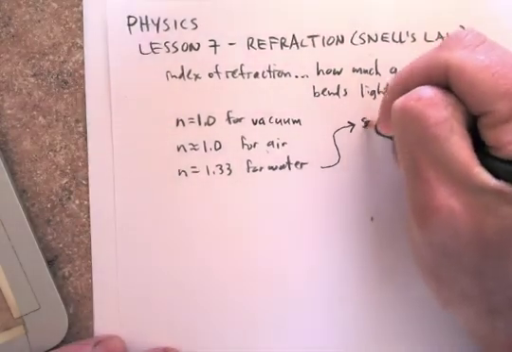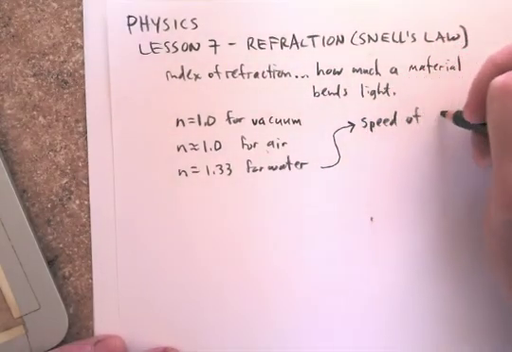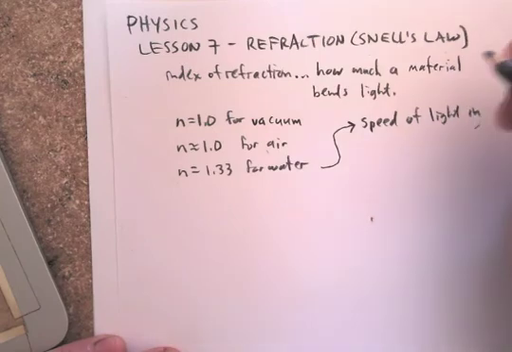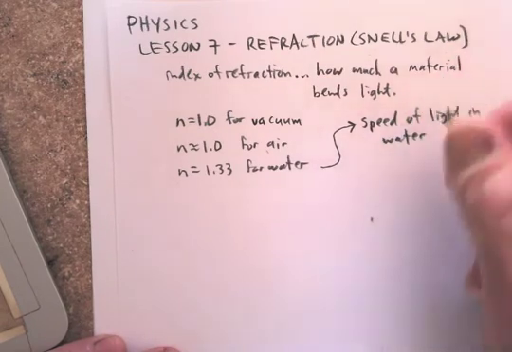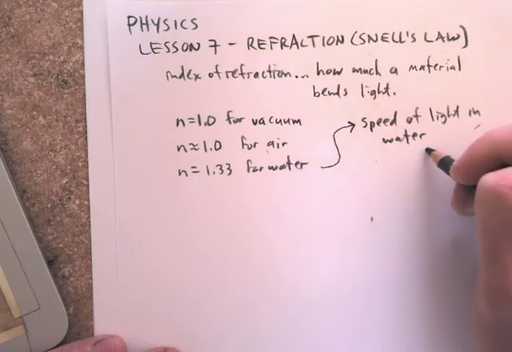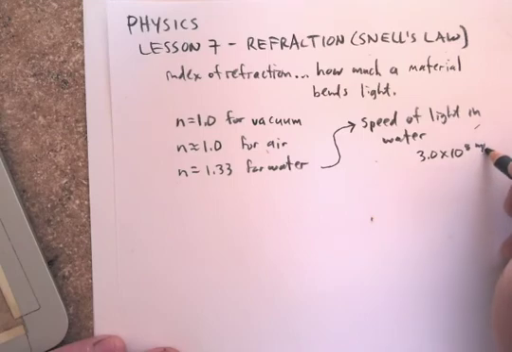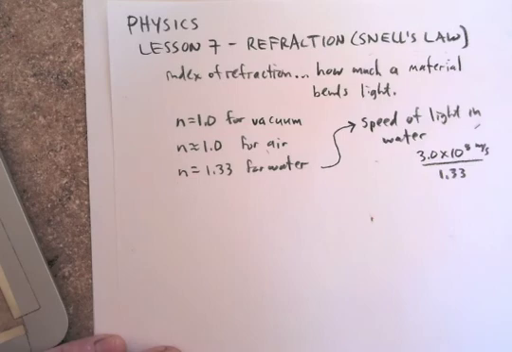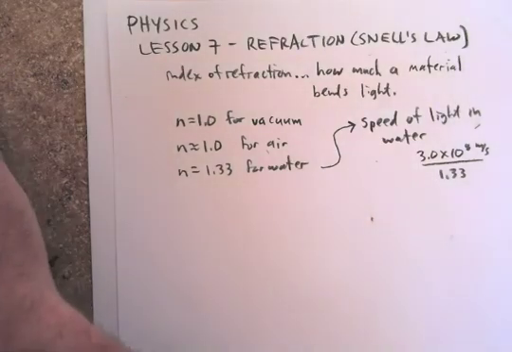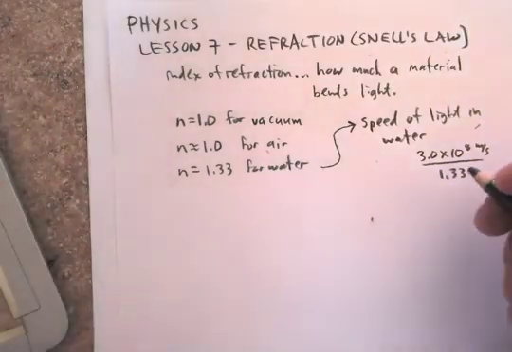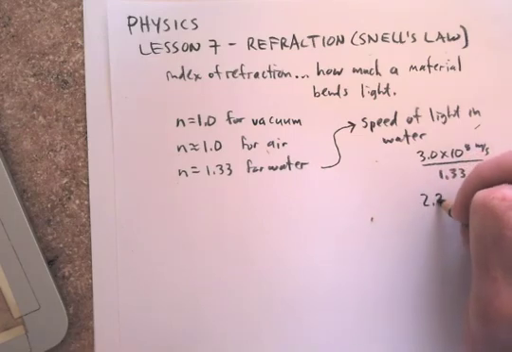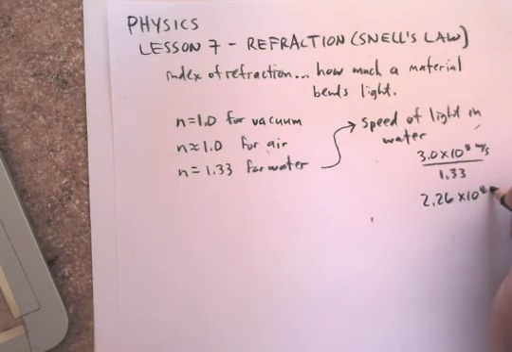If I said, hey, what's the speed of light in water? You take the speed of light in air or vacuum, 3.0 times 10 to the 8th meters per second, and you divide that by 1.33. Light goes slower in water than it does in air. So if I divide that out, it's 2.25, or 2.26, times 10 to the 8th meters per second.